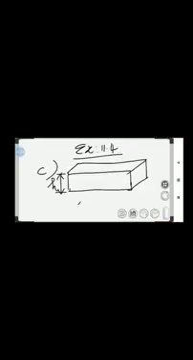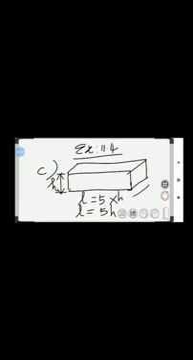Its length is 5 times the height, and the breadth is 10 centimeter less than the length. So length is 5 times the height, which means 5 into h, so length equals 5h. And the breadth is 10 centimeter less than the length. So the breadth is L minus 10, right? L equals what? 5h. So the breadth is 5h minus 10.